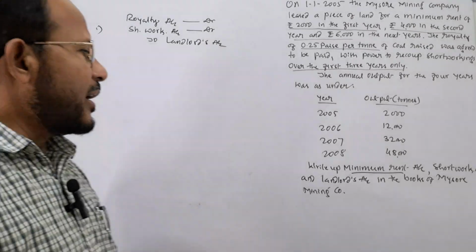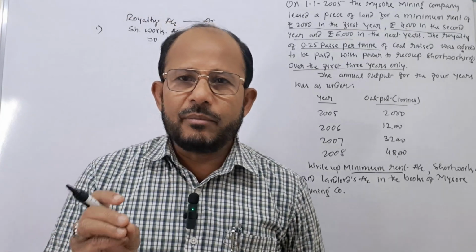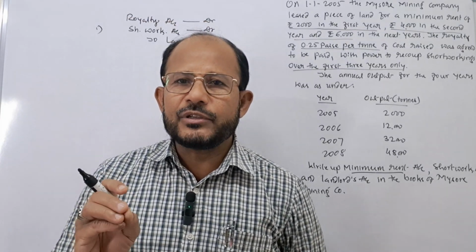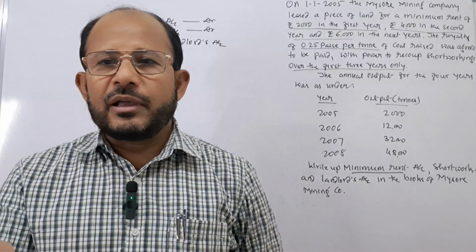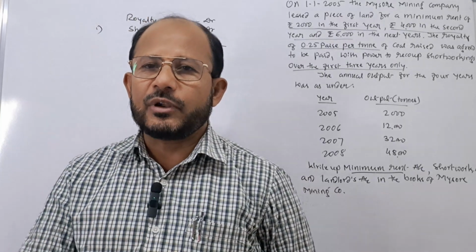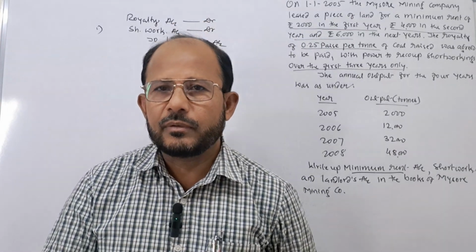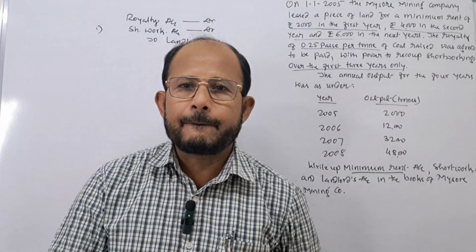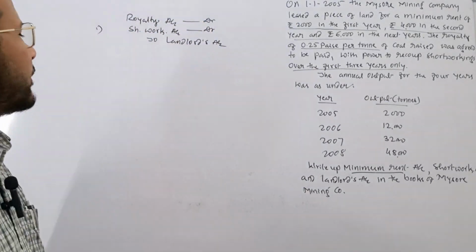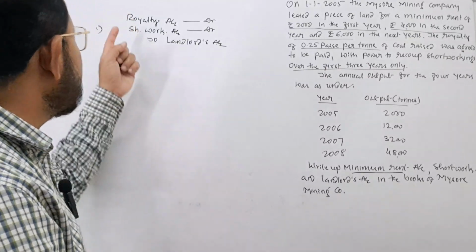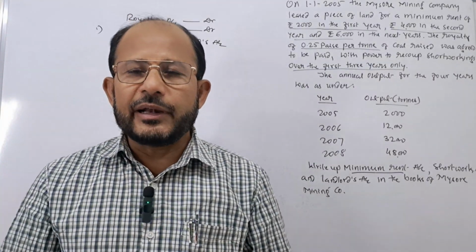But now we are going to prepare minimum rent account. You see, what is the meaning of minimum rent? Minimum rent means this is the amount of money which is to be given to the landlord in case the actual royalty is less than the short working. Okay, what is the journal entry? Royalty account is debited, short workings account is debited, and the landlord's account is to be credited.